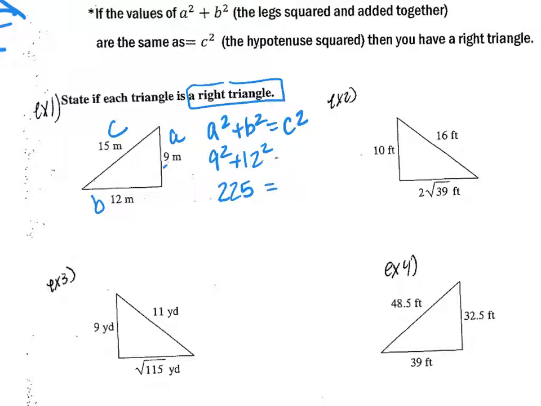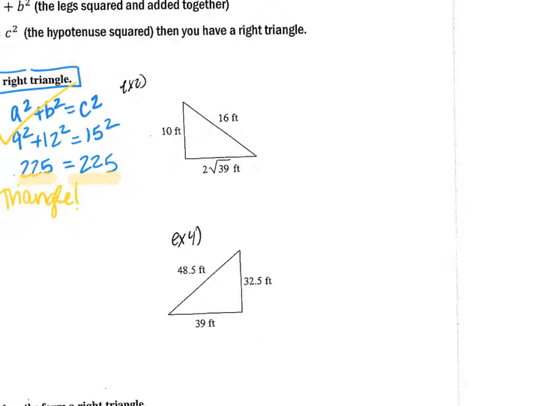Okay, and then we want to see if 15 squared gives us the same number. So 15 squared is also 225. Okay, so since these two sides equal each other, we get the same number, then it is a right triangle. So I'm going to say right triangle, or you can just say yes.